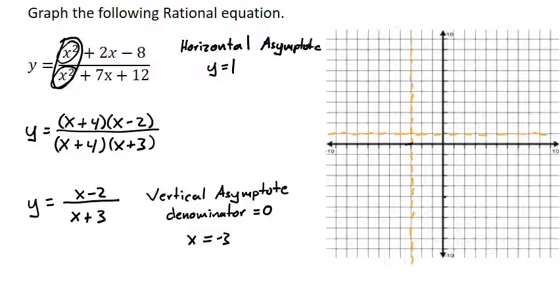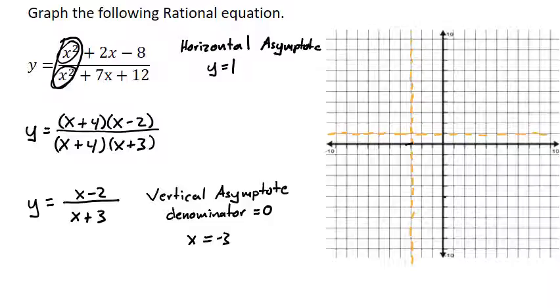And keep in mind, if nothing had canceled out right here, I would have had two values that would have made my denominator 0, which means I would have had two vertical asymptotes. We'll see that potentially in the homework packet.